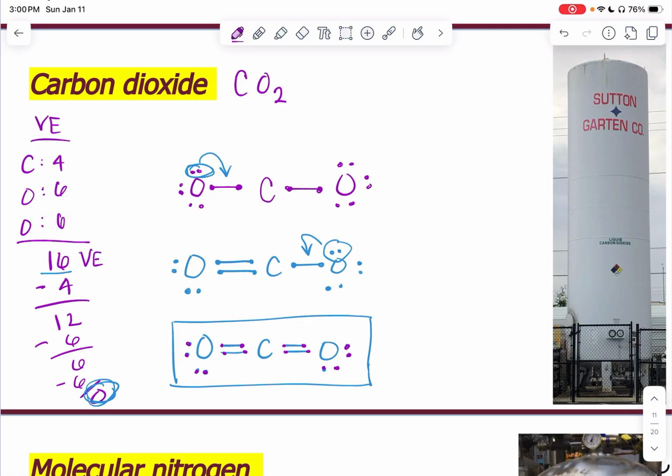All right, does everyone have an octet? I'll just count. So here is oxygen's octet, same on the other side, and here is carbon's octet. So that is a commonly drawn molecule of CO2, carbon dioxide.